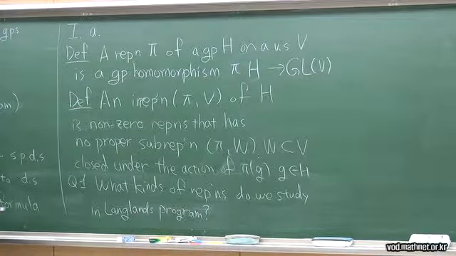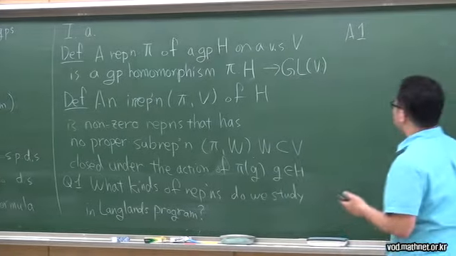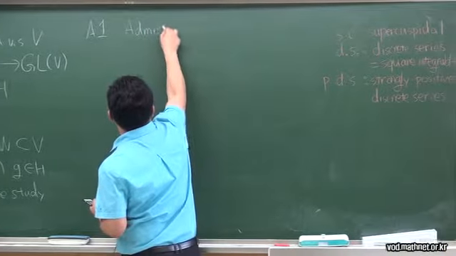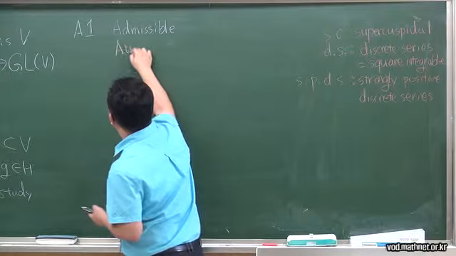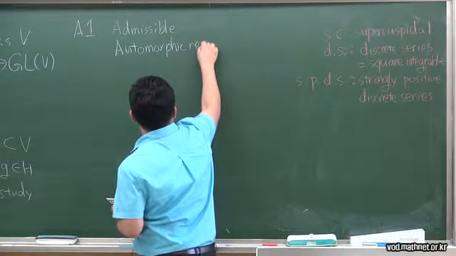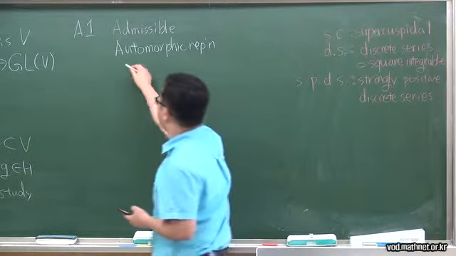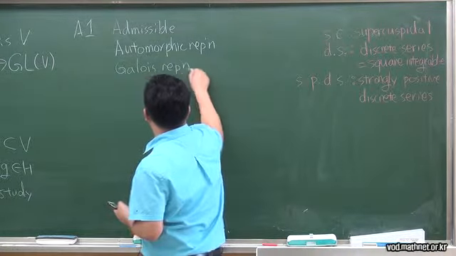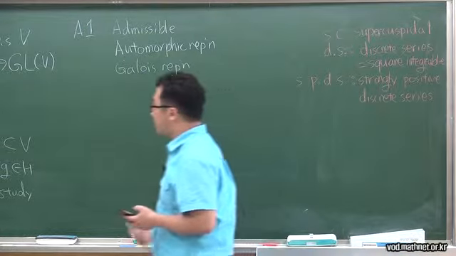I will mention three representations. The first one is called admissible representations. The second one is automorphic representations of certain groups. And on the other side, we have Galois representations. So when you mention representations, we need to mention the group as well.